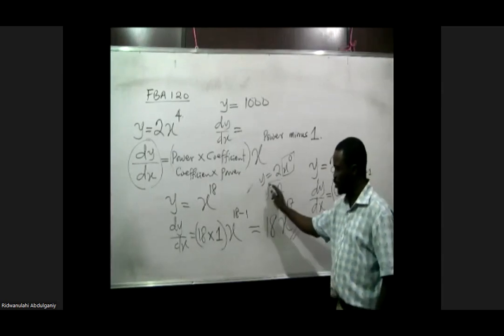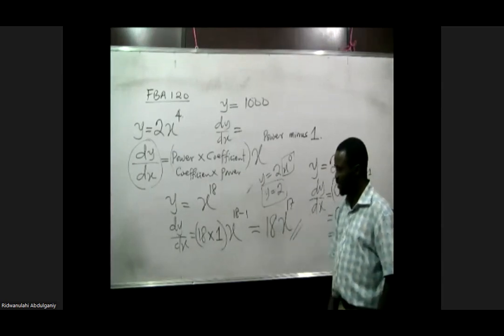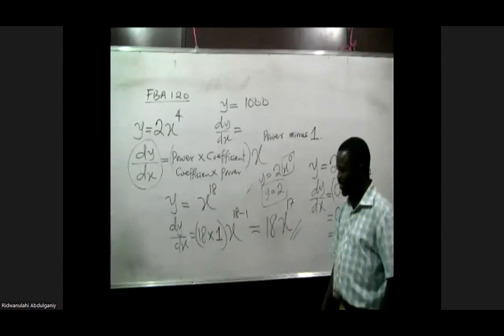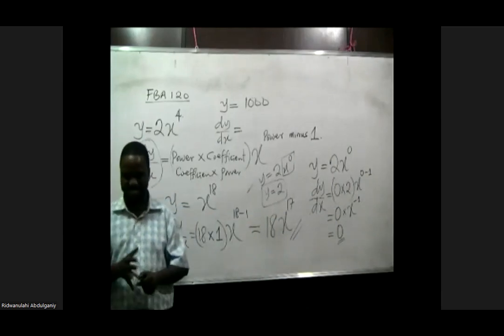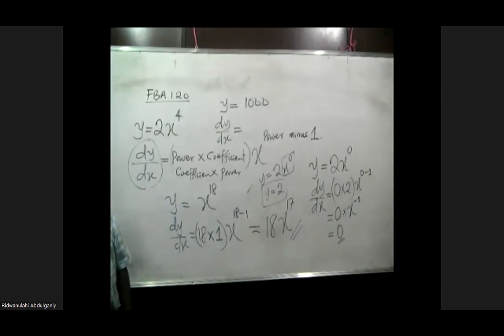So what are you trying to differentiate here? The constant. A constant. And what will be the final result? Derivative of any constant is 0. So that's the answer. It's as simple as that. Do you understand it now?